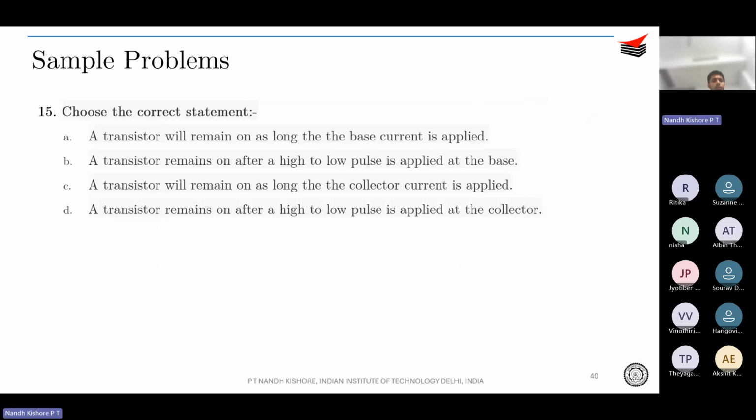Right. So choose the correct statement. A transistor will remain on as long as the base current is applied. True. This is correct. A transistor remains on after a high to low pulse is applied? No. A transistor will remain on as long as the collector current is applied? No. So the correct answer is this, because your IC will flow corresponding to what you apply at the base, right? Beta times IB. Okay.